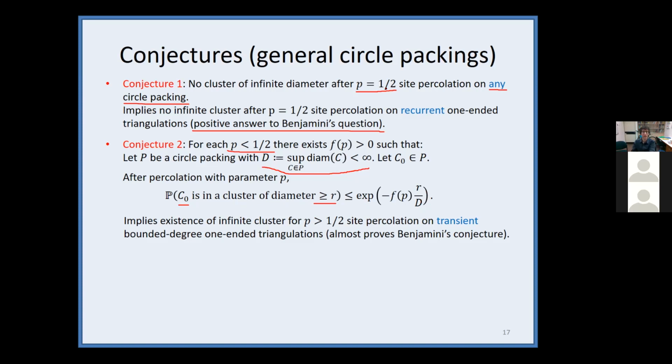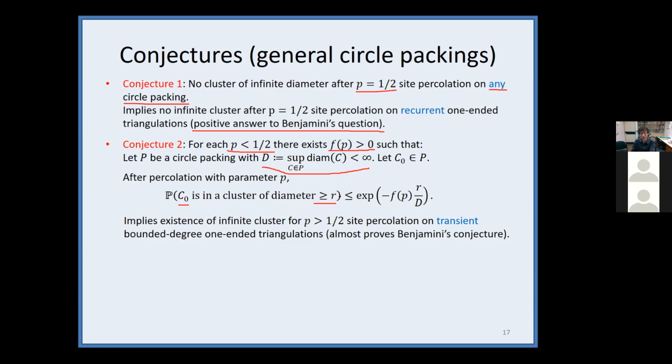So not only do I conjecture that there is no infinite cluster at 1/2, but for any p smaller than 1/2, you should get exponential decay of connection probabilities if you have bounded diameter, and the rate of exponential decay does not depend on the particular circle packing. It is some universal rate, f of p. So this is also conjectured.